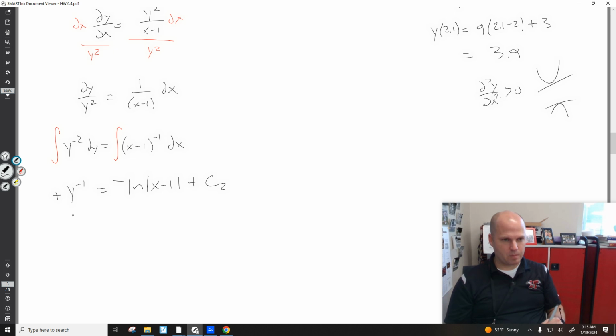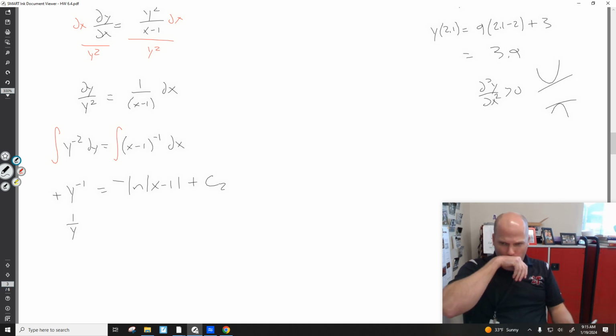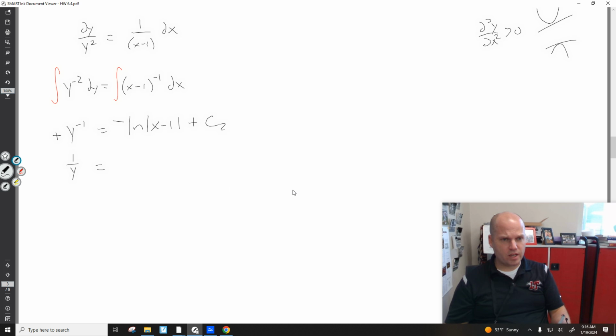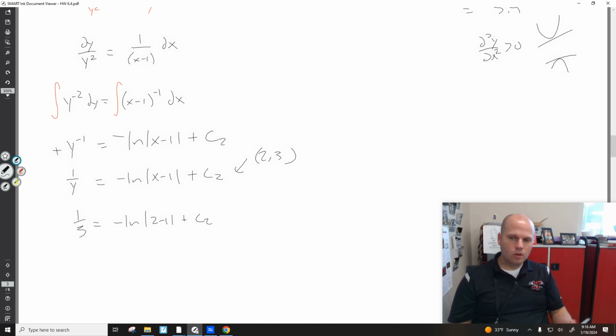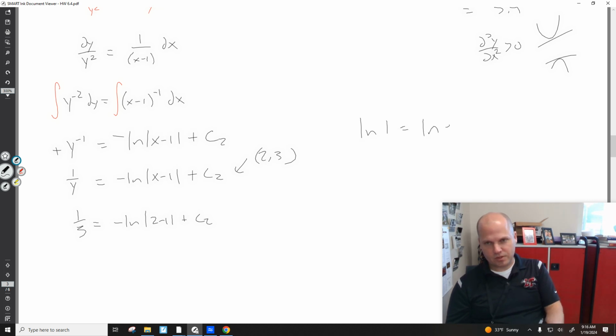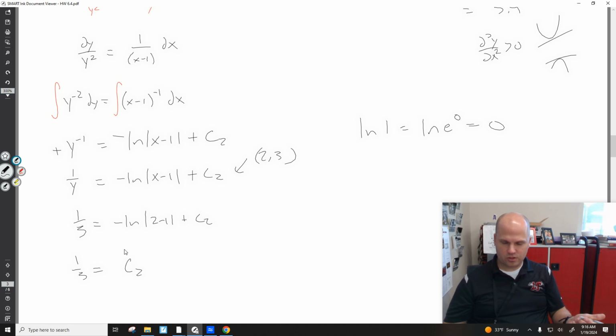Flip both sides. Remember, it's 1 over y. You could flip both sides if you wanted to. I'm actually going to wait one more step. I'm going to find C2 with the point 2, 3. 1/3 equals negative log of 2 minus 1 plus C2. The log of 1, you need to remember, is the same as the log of e to the 0, which is 0. That will help you figure out C2 is just 1/3.